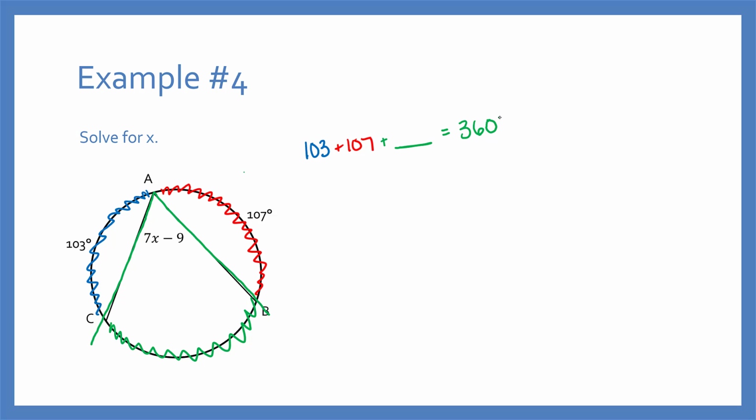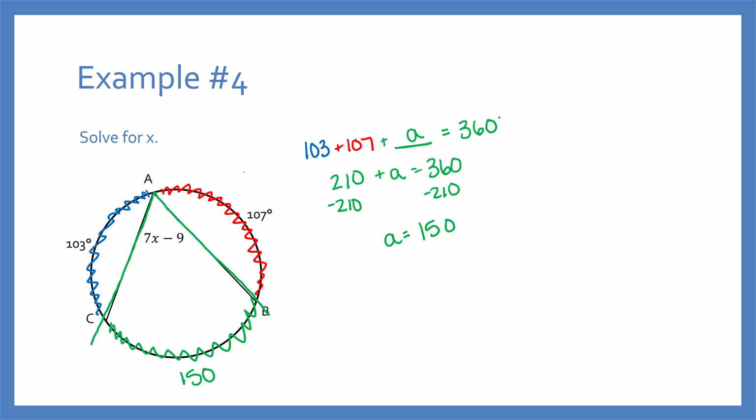Well, now I can go ahead and solve for my arc. Let's just call this A so we have a variable in here. 103 and 107, that's 210. Plus A equals 360. Subtract 210. So A equals 150 degrees. So that's the measure of my green arc.